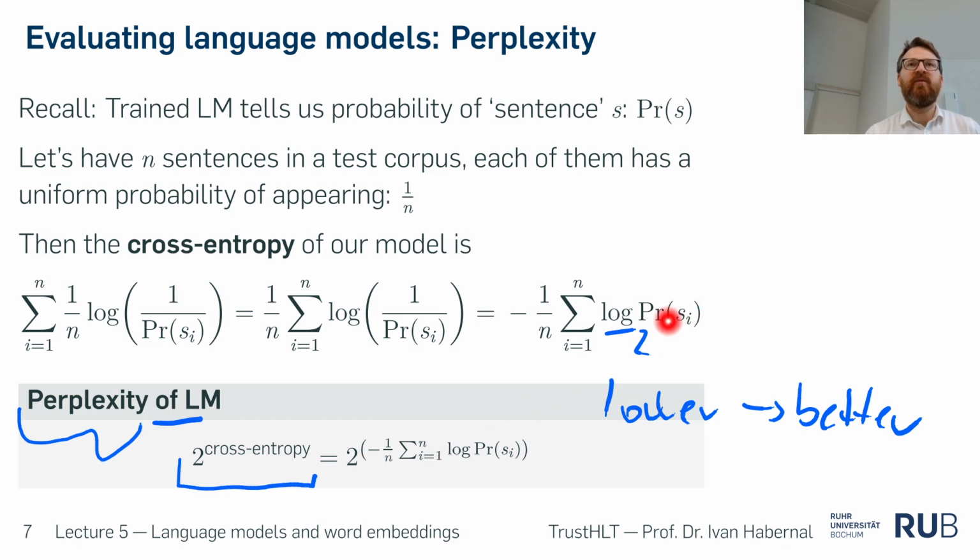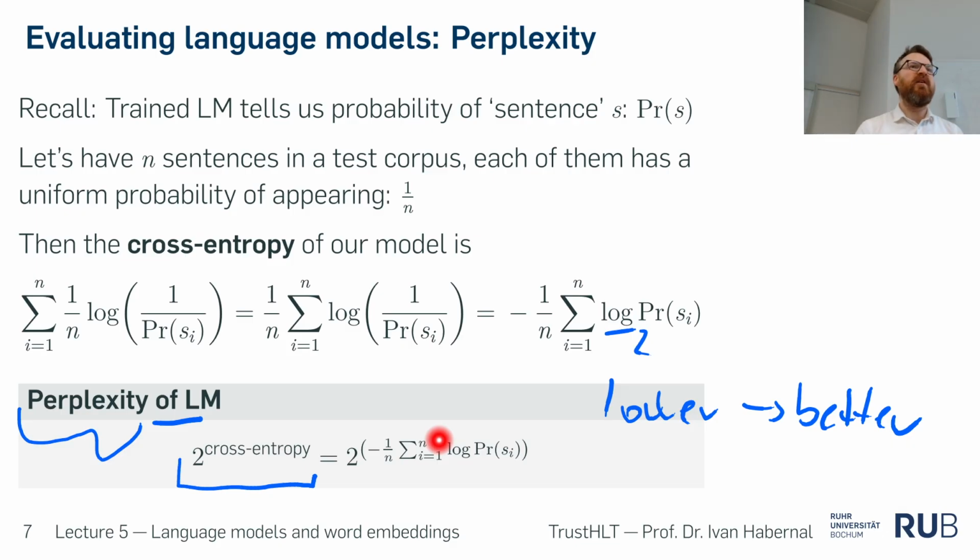So if everything is with probability 1, the model is never confused. It gives probability 1 to every instance. Then this will become zeros, and 2 to the power of 0 is 1. Okay, so 1 is the lowest perplexity, but in practice, it's actually impossible to achieve. So the lower, the better.